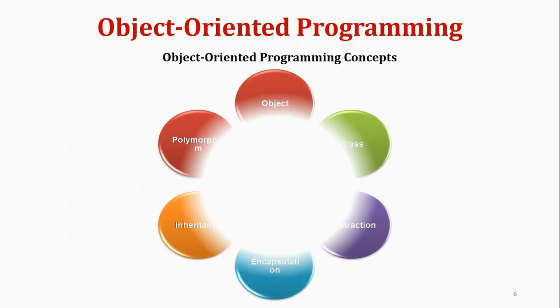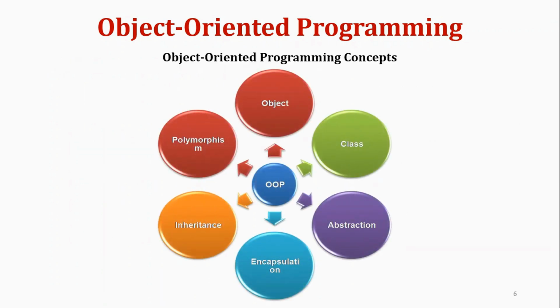And let us see some object-oriented programming concepts. There are some primary concepts, starting from object, classes, abstraction, encapsulation, inheritance, and polymorphism. These are the primary components of object-oriented programming. Let us see one by one what is what.